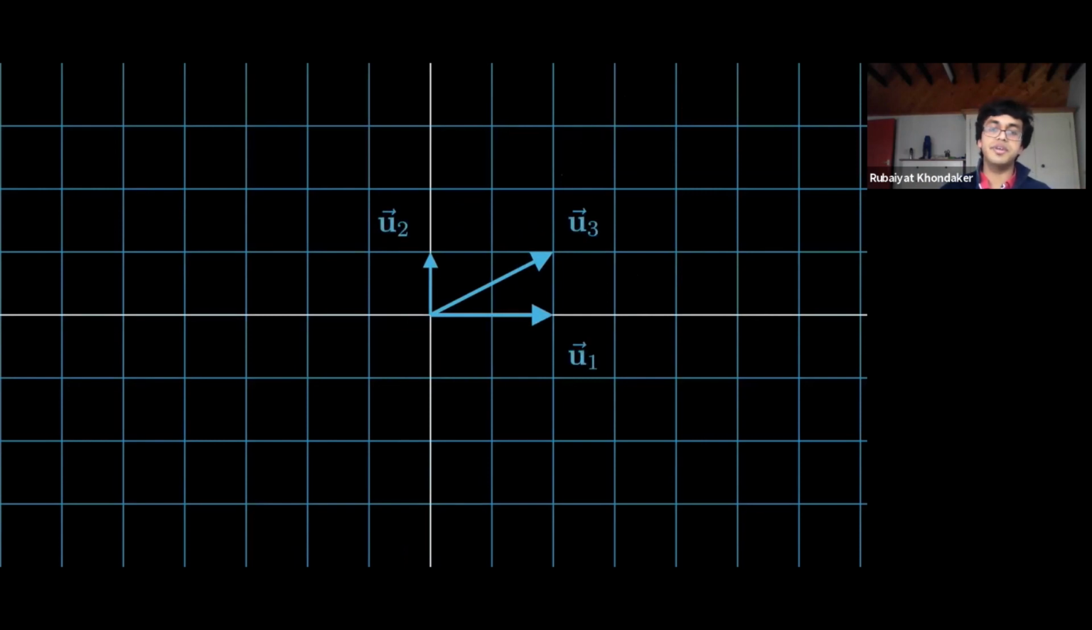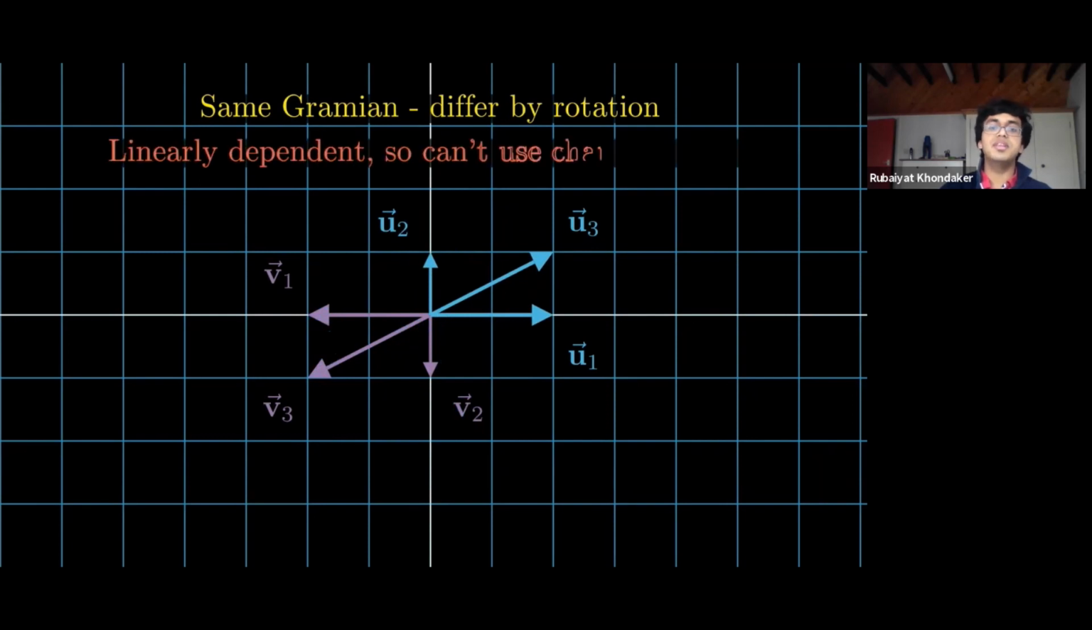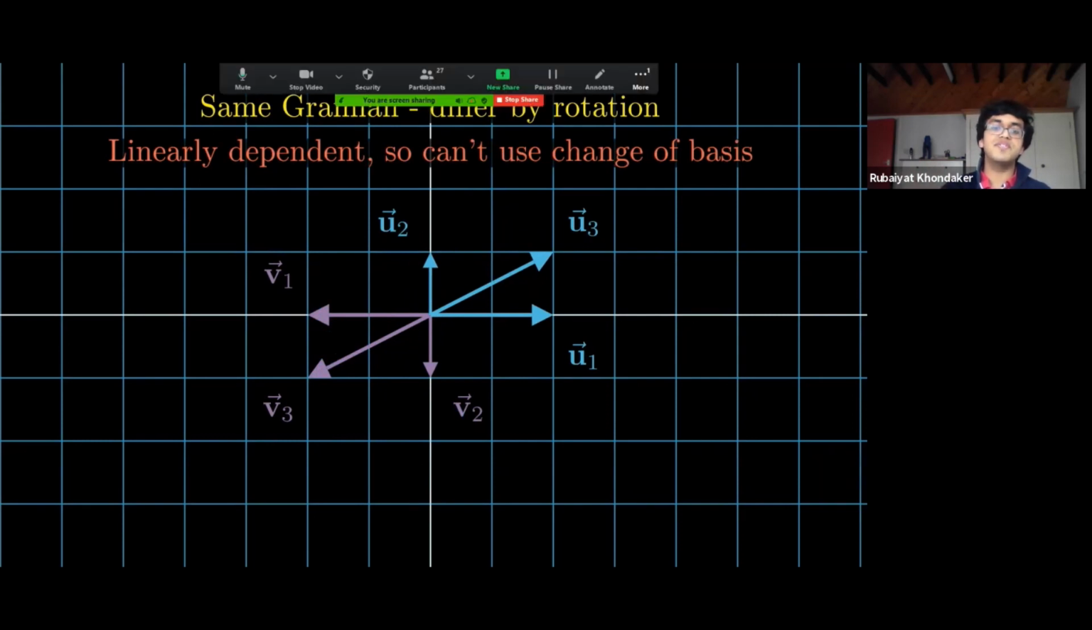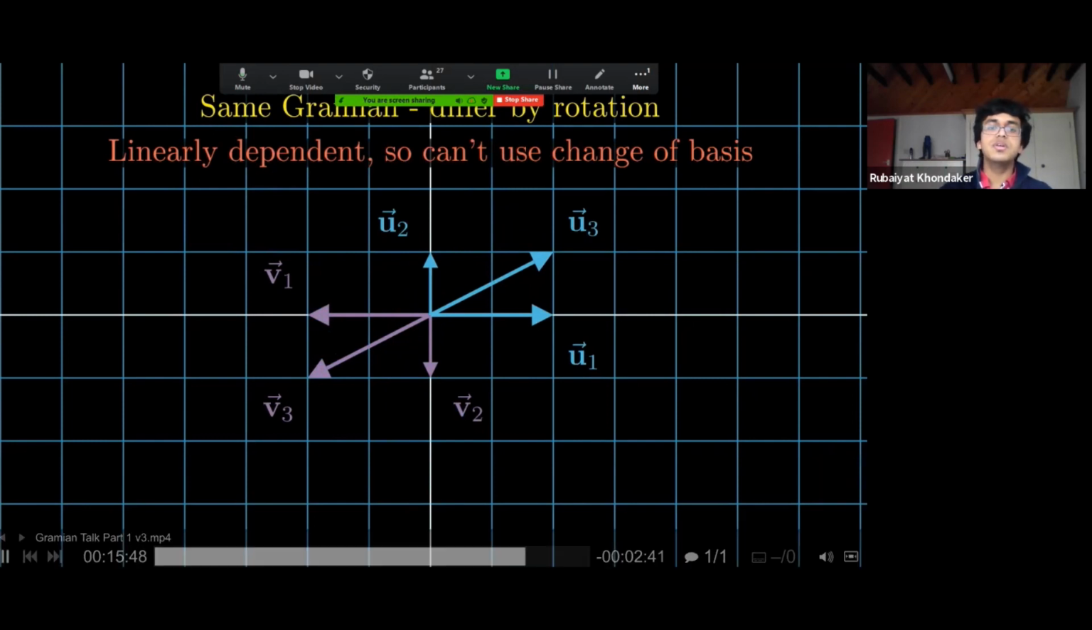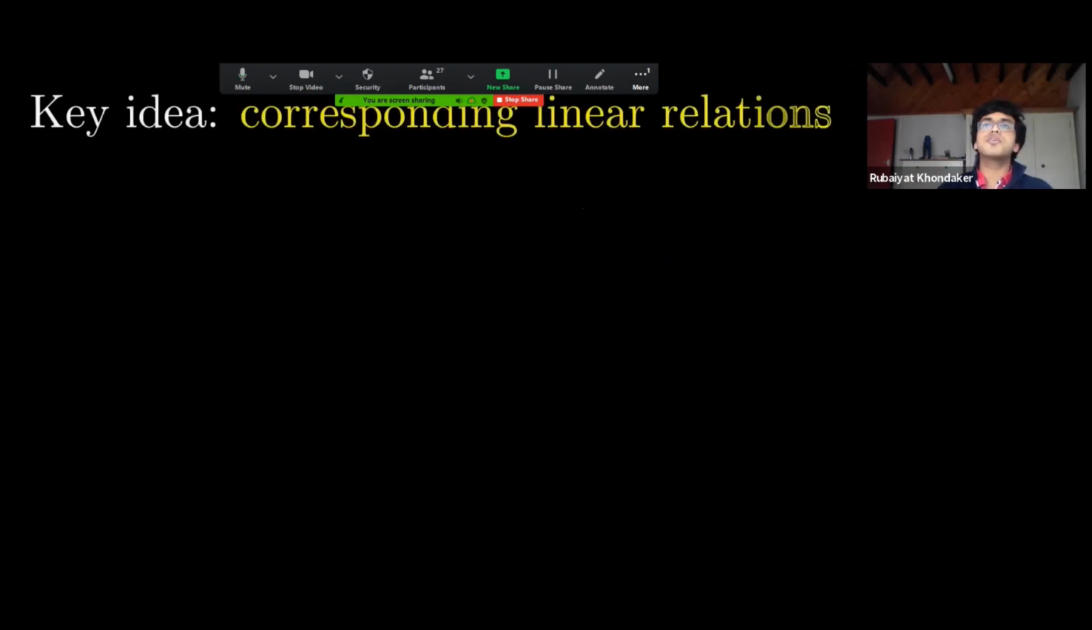Say we've got u1, u2, u3, and also v1, v2, v3. Now these all have the same Gramian because you can rotate one set into the other. And remember, the Gramian is invariant under rotation. But they're linearly dependent. You can't just say, okay, let's change from the basis u1, u2, u3 to the basis v1, v2, v3. Because, well, this is not a basis. So the way you fix that is this idea of corresponding linear relations.